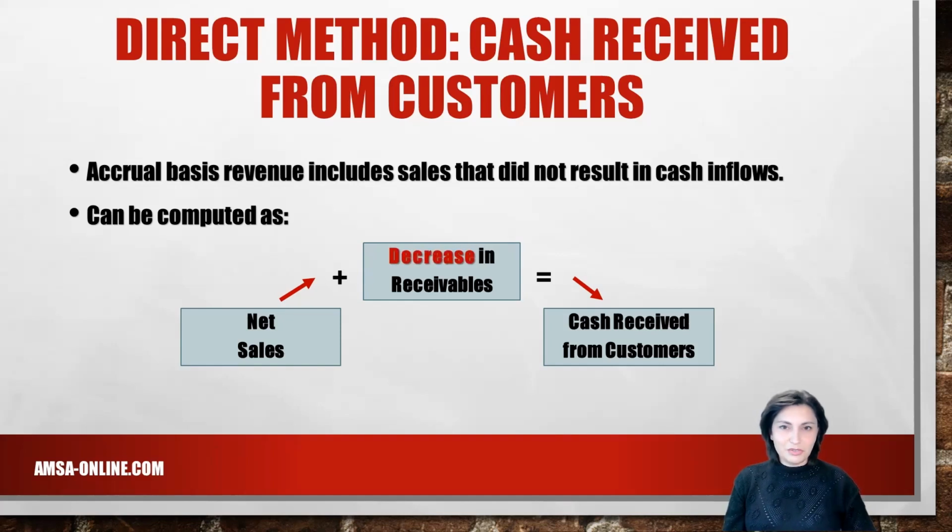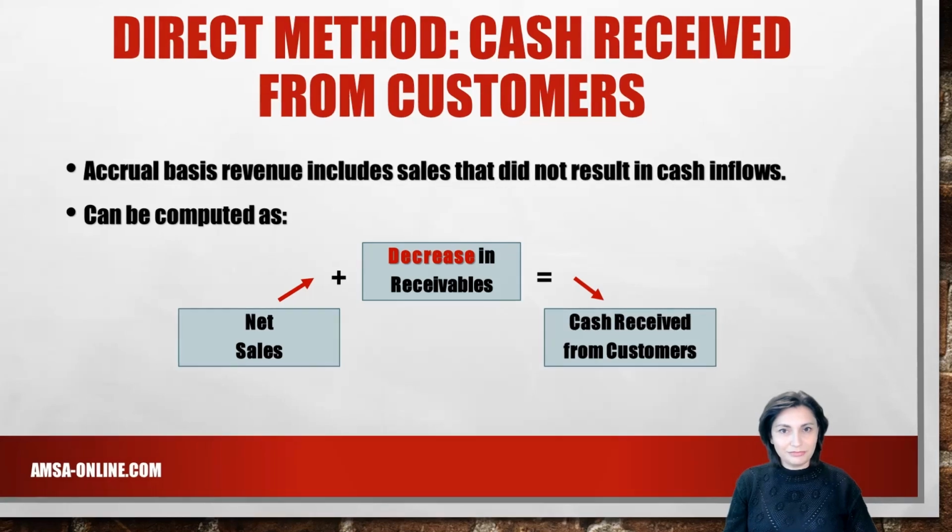If accounts receivable decrease during the year, the decrease is added to accrual basis revenue. A decrease in accounts receivable means that customer cash payments on account exceed customer charges on account during the period. This excess is used to adjust the accrual-based revenues reported on the income statement to report the total cash received from customers during the period.